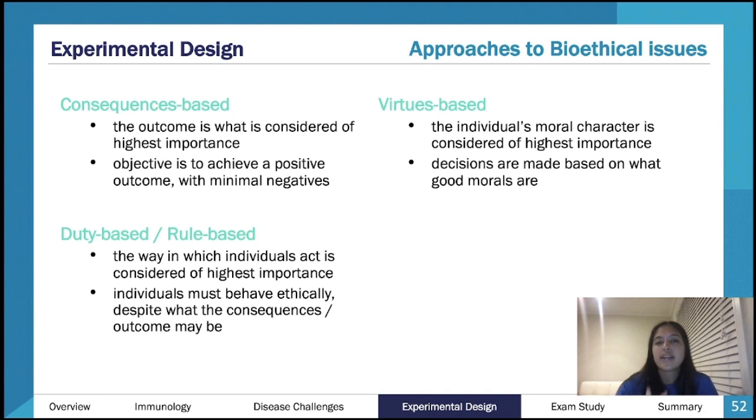Again, this is very application-based. You'll likely get like some sort of scenario, and then Vika will say, if you were to act in a virtues-based, use a virtues-based approach, what would this involve in that specific, you know, scenario or context?